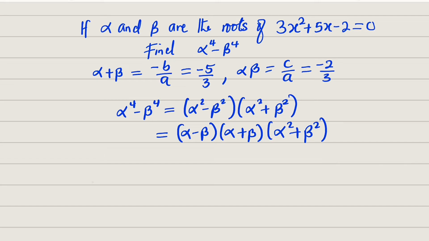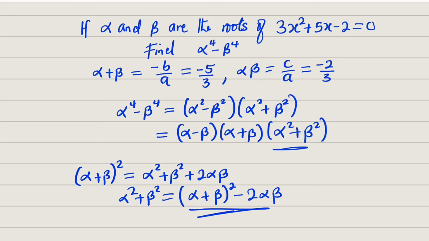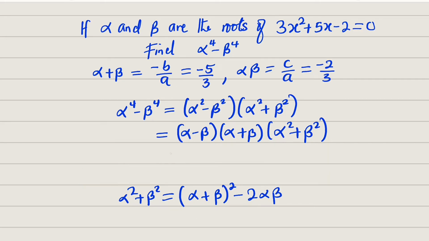To obtain that, you can expand alpha plus beta raised to the power of 2, which can be written as alpha squared plus beta squared plus 2 alpha beta. This is exactly what we are looking for. You can see it here. We can now make it the subject of this equation. It will be equal to alpha squared plus beta squared equals, you take this, you subtract this, alpha plus beta to the power of 2 minus 2 alpha beta. Now you can write this instead of this. All right, let's continue.